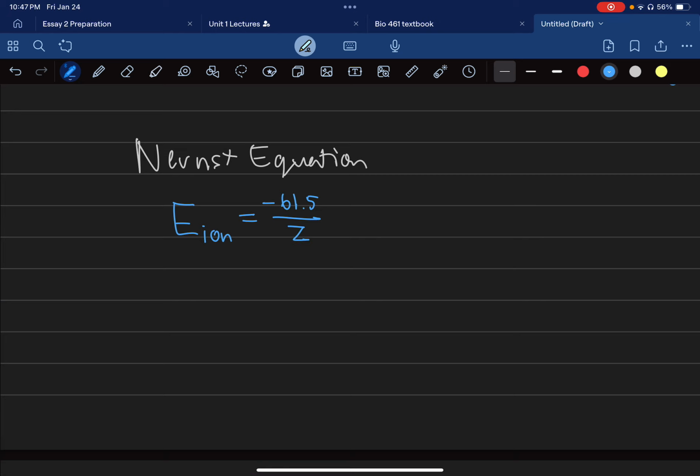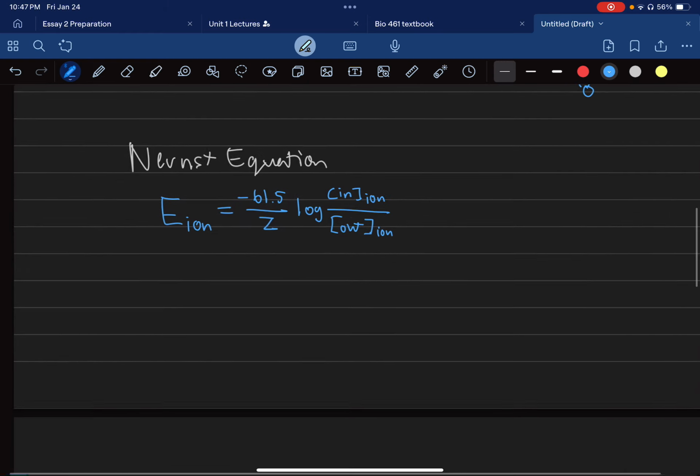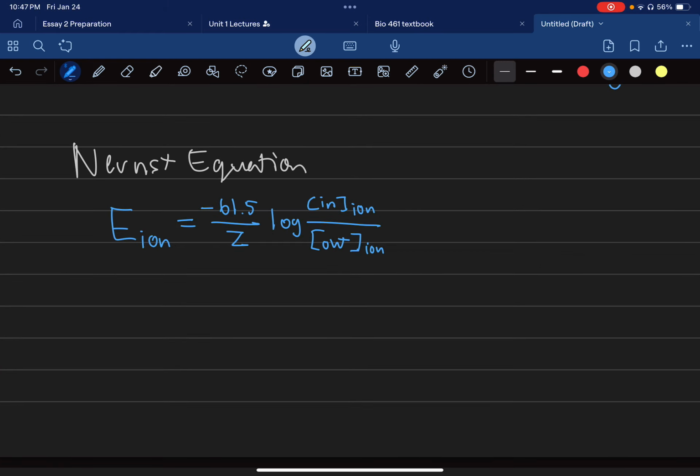Z is just the valence charge, so either positive or negative, times log of the concentration inside of the cell of this particular ion over the concentration outside of the cell of this particular ion. So this is basically showing whether the ion wants to get into or out of the cell.